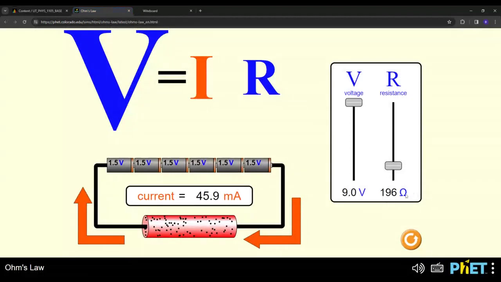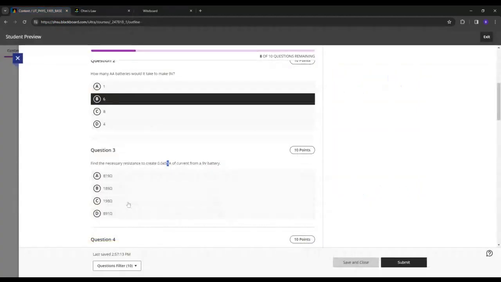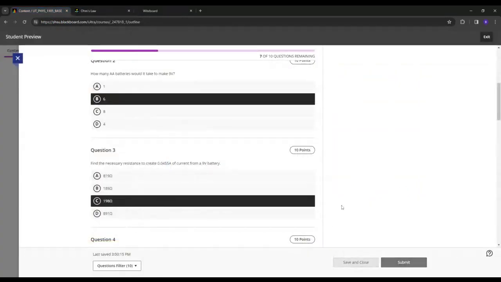So think about it. I had a little bit more current than I was really looking for. So I need a little bit more resistance to scale that down very slightly. So I want an answer that's a little bit above 196 ohms. And so 198 makes the most sense. So yeah, unfortunately we couldn't get a perfect match there, but it's still logically the closest one.